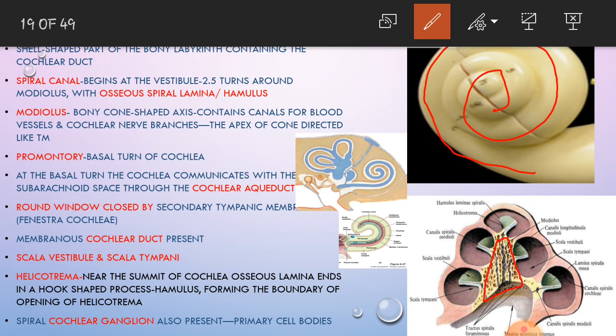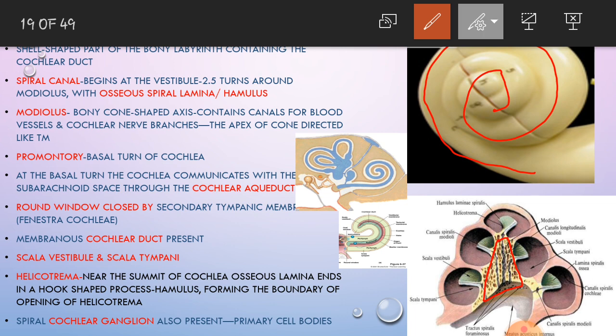And next to this modiolus, I want to tell you that this cochlear canal is a spiral canal which begins at the vestibule, makes 2.5 turns around the modiolus with the osseous spiral lamina. Now, what is this osseous spiral lamina? Osseous spiral lamina is a spiral bony ridge which projects from the modiolar surface of the bony cochlear canal and ends halfway through the lumen of the cochlear canal.